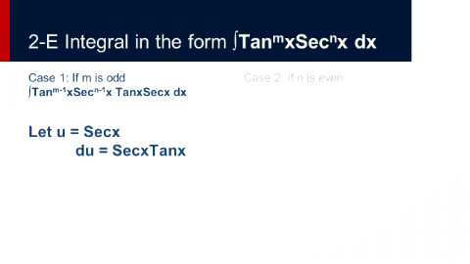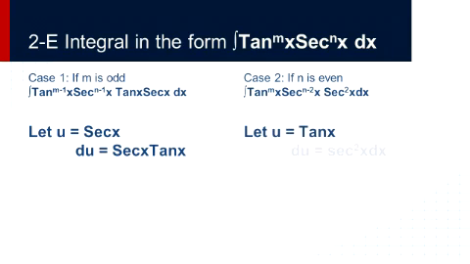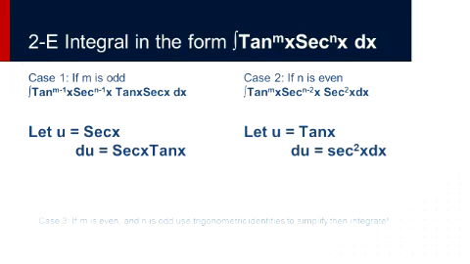And similar for case 2, if n, respectively belonging to secant, is even, we would have to take out 2 secants. In order to do that, we would just subtract 2 from n. And so it would look like the integral of tan to the power of m x times secant to the power of n minus 2 x times secant squared x dx. And then at that point, after trig identities, we would let u equal tan x and du equal secant squared x dx. And then for case 3, if m is even and n is odd, we would just use trig identities to simplify and then integrate.